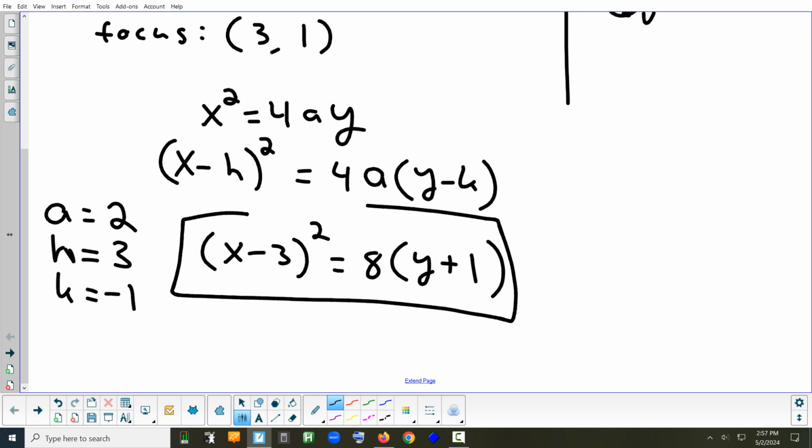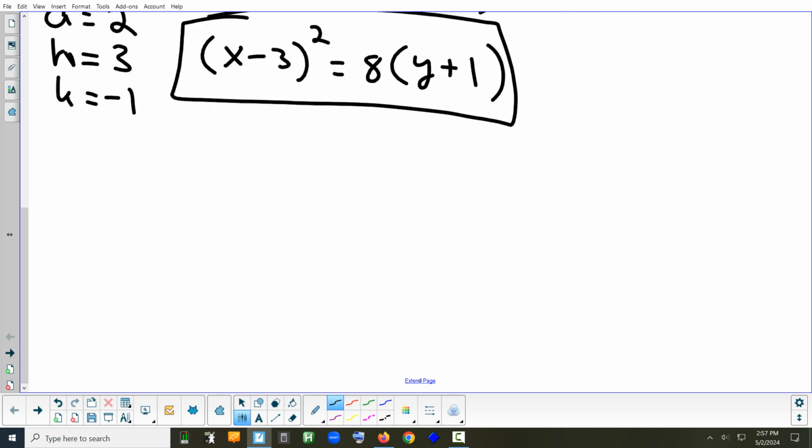Now, that's our final answer. But let's say that we were doing a different problem, okay? Totally different. And you ended up with somehow this as the final answer. Let's say x squared equals 12y. And that's what you got when you did it. If they asked you to get the y by itself, what would you do on both sides? Divide by 12. You would divide by 12.